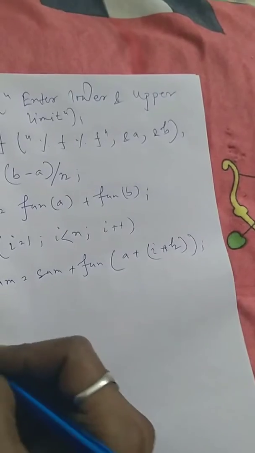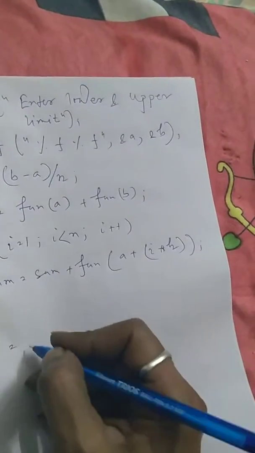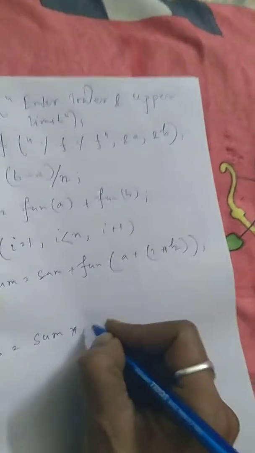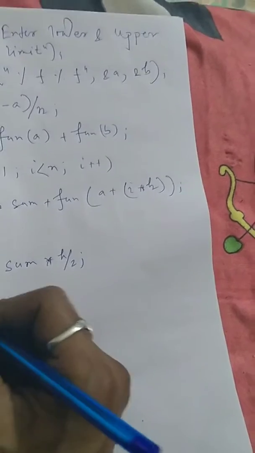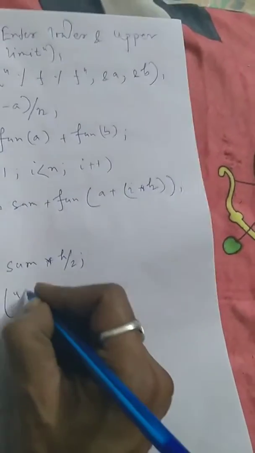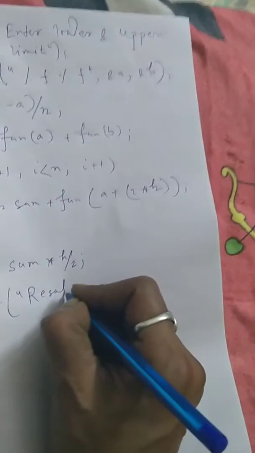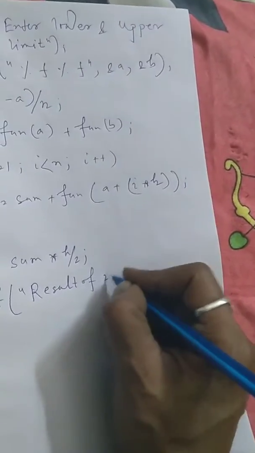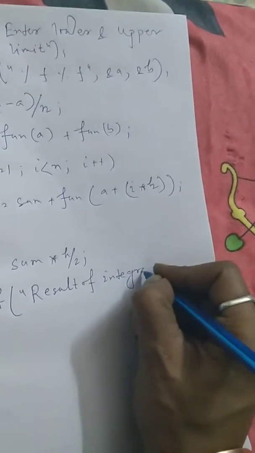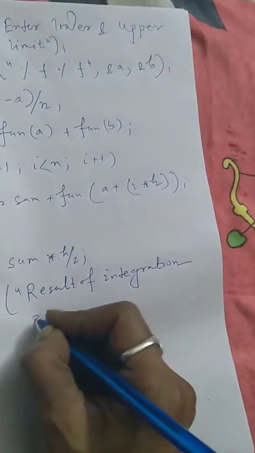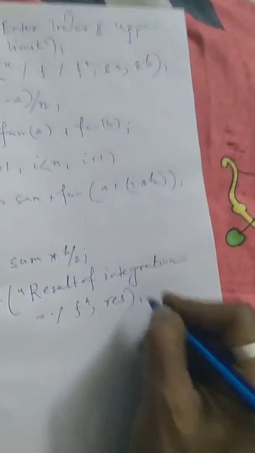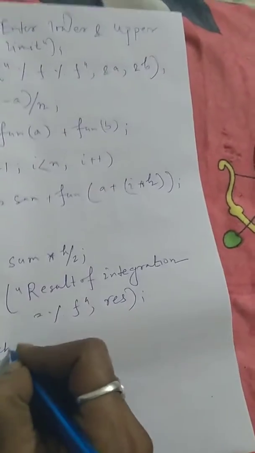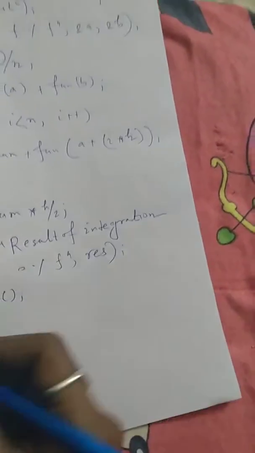Then we are adding our result equals to sum into h by 2, and finally we are printf "result of integration equals to %f", res, and getch.